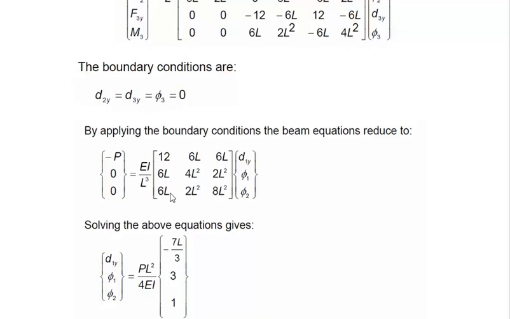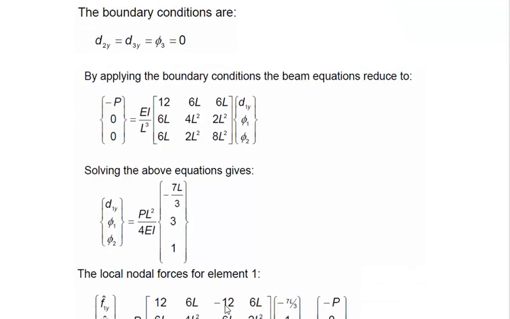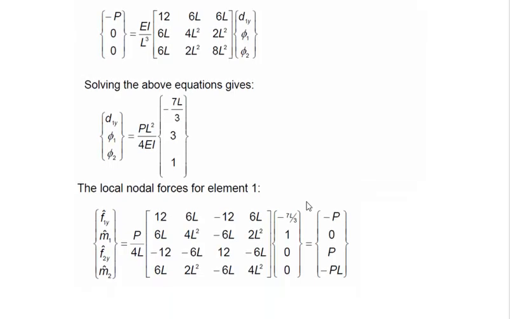All right, so when you take the inverse and solve it, you get d1y, phi 1 and phi 2 in this form: PL squared over 4EI, minus 7L over 3, 3 and 1. Now if we have these displacements and rotations with us, and we want to find out the nodal forces, then what we have to do is consider the local nodal force-displacement relationship.